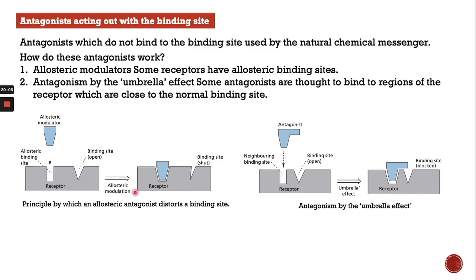This is one way the antagonist acts outside the binding site. The second way is antagonism by the umbrella effect. Some antagonists are thought to bind to a region of the receptor which is close to the normal binding site. For example, they bind with the neighboring binding site, and it has some elongated portion or some extra binding site which can act as an umbrella effect, and as a result this blocks the binding of the substrate. So this is called the umbrella effect.